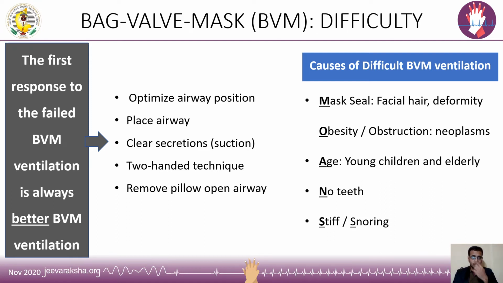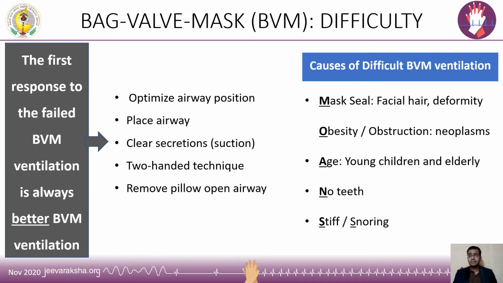If by chance you have not placed an airway, you can place an airway so the tongue obstruction is relieved and your bag masking becomes easier. See if there are any secretions and suck them out so that the airway is clear. If you're doing a single hand technique, use a two hand technique. Call for help, use a second rescuer and ask them to bag, and use both your hands to form a tight seal around the face. Remove the pillow and open the airway. Opening up the airway with just opening up the mouth can be one of the techniques you can do in bag masking the patient.